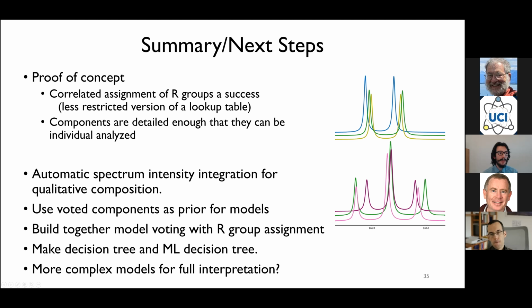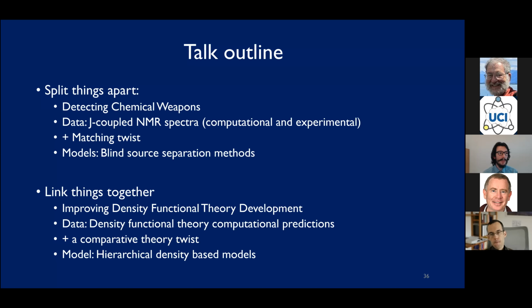Some other future steps are working on more of the R groups, putting that model voting together so it can work with all those different R groups, and putting this whole thing into a very large machine learning driven decision tree. I will pause at the end for some questions, but just looking at time, I'm going to keep moving on.